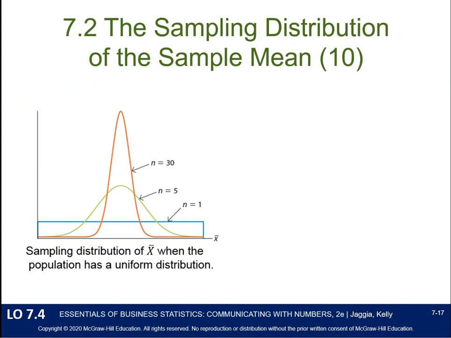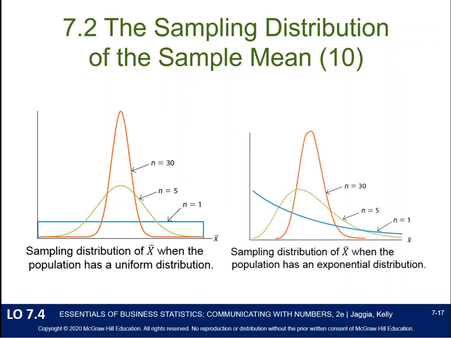So here we can see 3 samples. We have a sample size of 1. That's the blue box that's just drawn. That's what we call a uniform distribution. We have a sample size of 5. Now that looks fairly normally distributed, but then we have a sample size of 30, and here we have this nice bell curve.